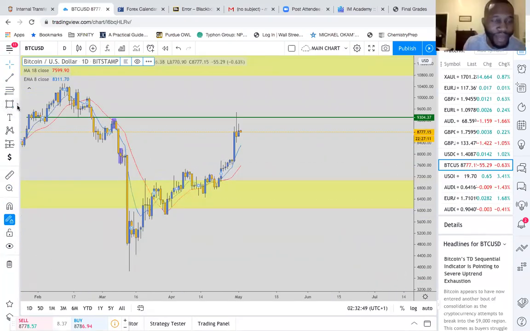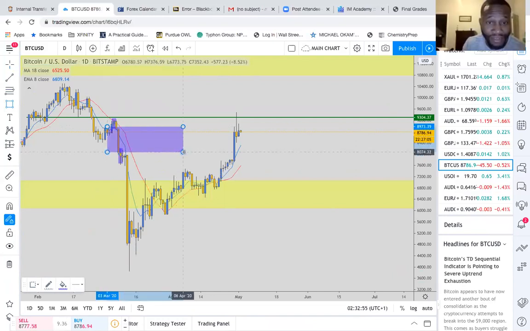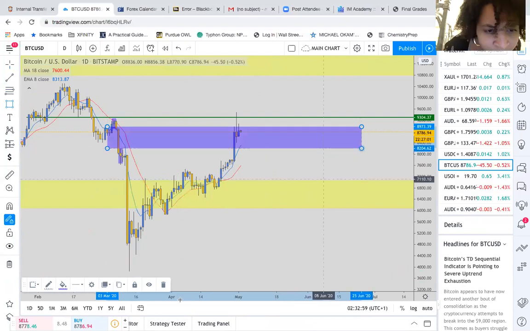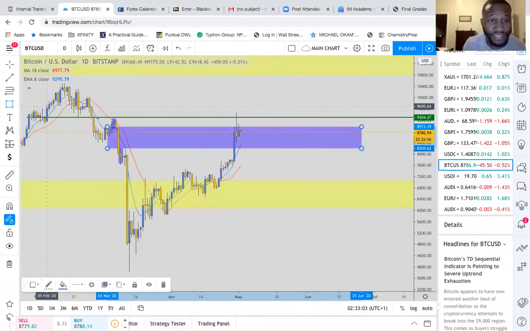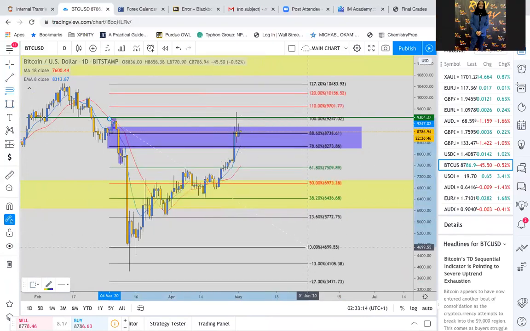Within that imbalance, all I'm doing is marking off that last bullish candle and that last bearish candle, and this is your entry zone. This is one confluence. The second confluence is the last bullish candle, and the imbalance. The third confluence is what? Fibs.